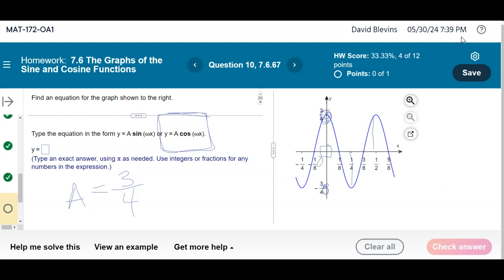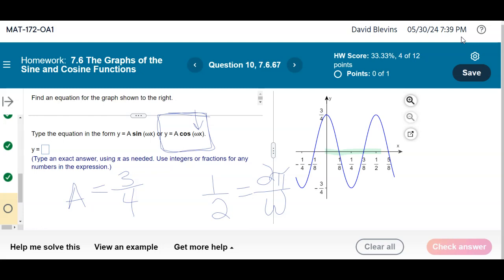All right, and then the other thing we have to get, the w or the omega, is going to be determined by how long it takes to complete a cycle. And you can see we start at our max and we return to the max there at a half. So that means the period is a half, which means 1/2 is what we get when we divide 2 pi by that number, omega, that's right there in front of the x.